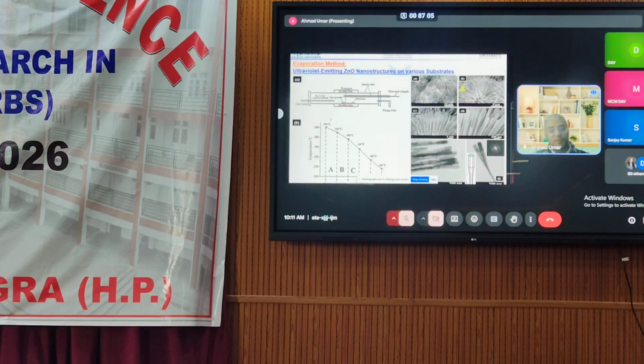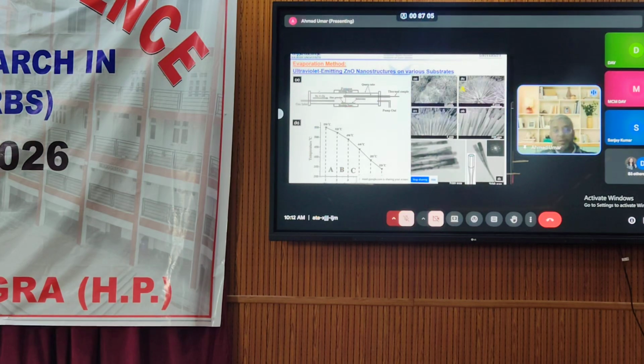In this process, we have a horizontal quartz furnace. Maybe the physics people know that this is a simple setup to synthesize nanomaterial. We have the source powder, in the case of zinc oxide, zinc powder. Then we put different substrates adjacent to this zinc powder, which is in the boat, and we heat it.